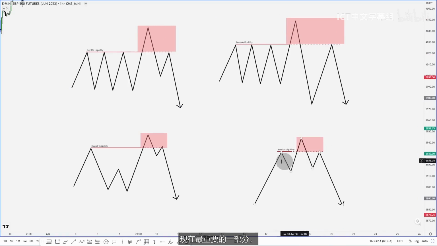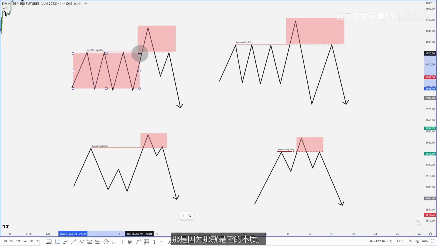Now, the most important part, or what I focus on the most, is this move out and back into the range needs to be aggressive. And I will show that in some examples. And before we get into the examples, you may notice this looks exactly like power of 3 or accumulation, manipulation, distribution. And that's because that's what it is.